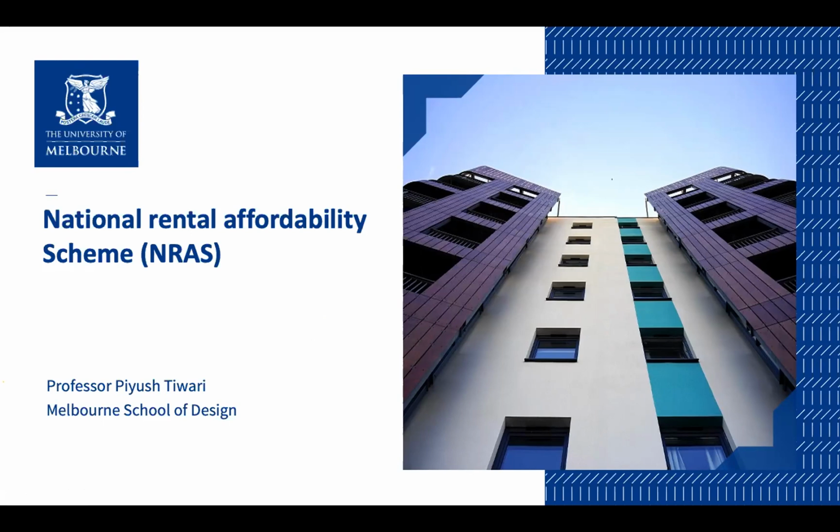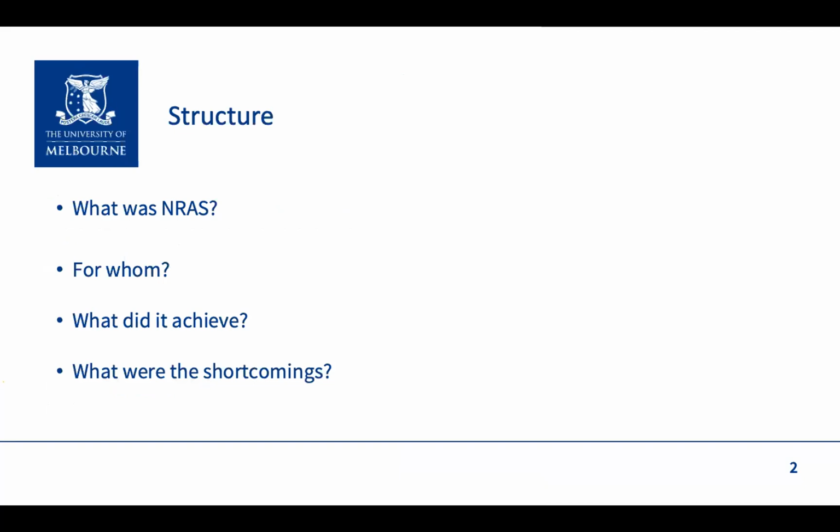Okay. So what I'm going to do, as I've been asked, is very briefly talk about the National Rental Affordability Scheme in Australia and how it was introduced, what challenges it had, and what kind of good outcomes came out of it. There has been a problem of housing affordability in Australia for a very long time.